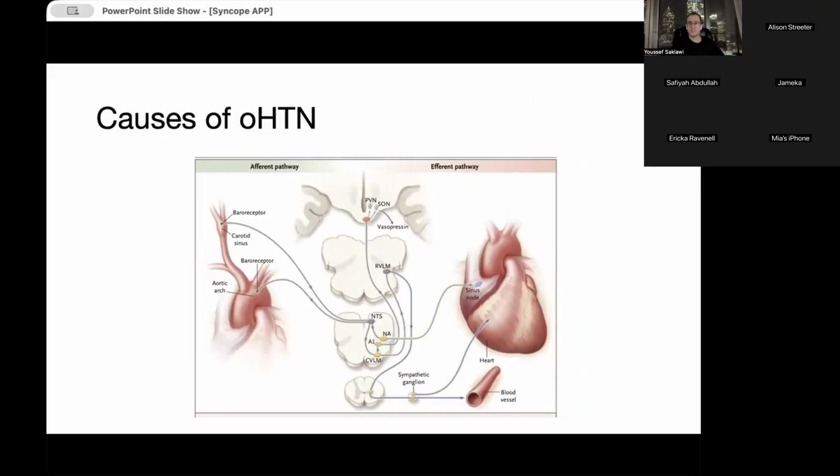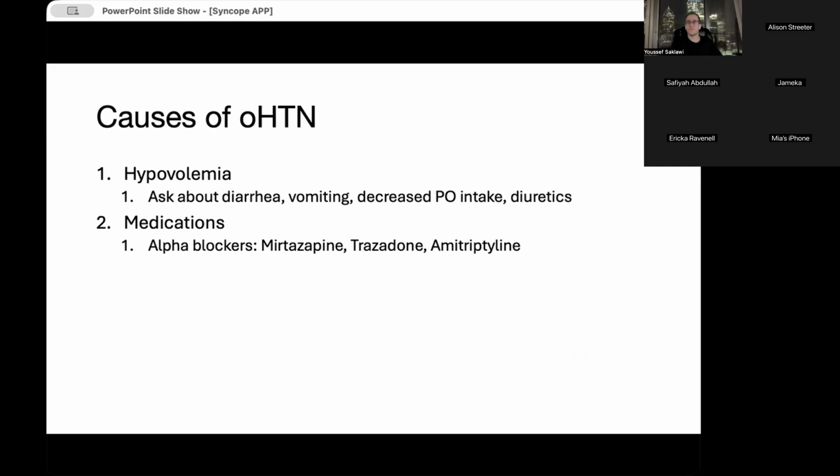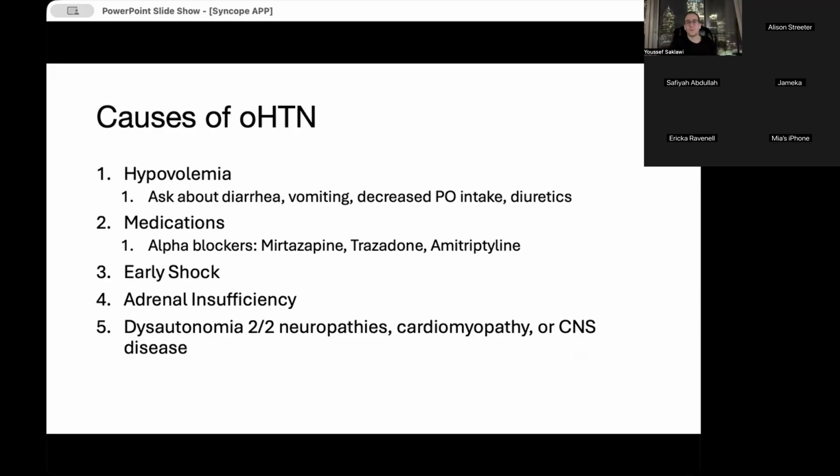So, what are the causes of orthostatic hypotension? The first thing to think of is hypovolemia. Is the patient having diarrhea? Are they vomiting? Are they not eating? Are they taking too much diuretic? So, loss of volume. The second thing you want to think of, like Alison mentioned, is medications. So alpha blockers, mirtazapine, trazodone, amitriptyline, blood pressure meds, and then after that you go to the rarer causes. So early shock, like sepsis, a PE, a new MI, adrenal insufficiency, and then dysautonomia.